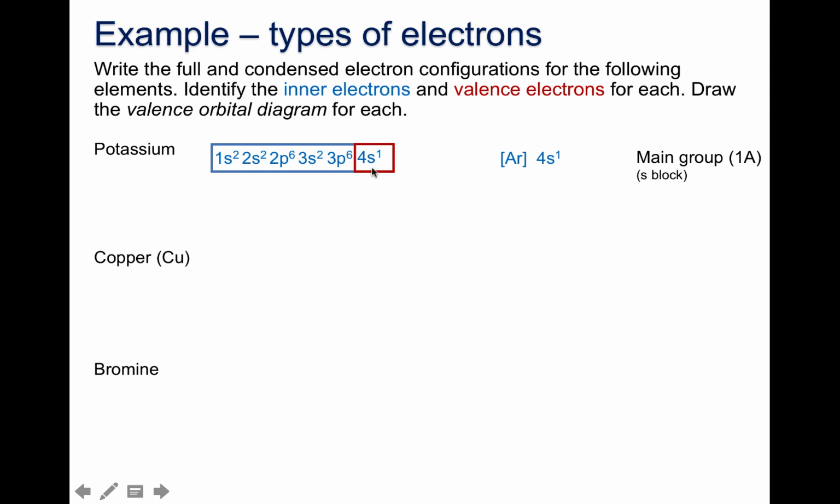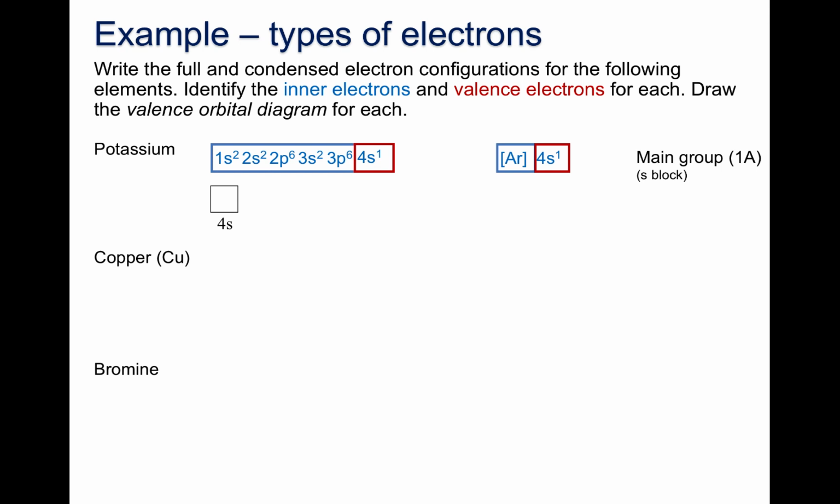The 4s1, that represents the valence electrons. And you know that potassium's in group 1A, and the valence electrons correspond to the group number. So the fact that we've highlighted one electron for an element in group 1A as the valence electrons makes sense. If you were going to identify them in the condensed electron configuration, remember the noble gas in brackets represents the inner electrons, and then we write the valence electrons after it.